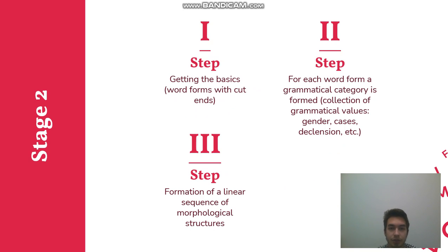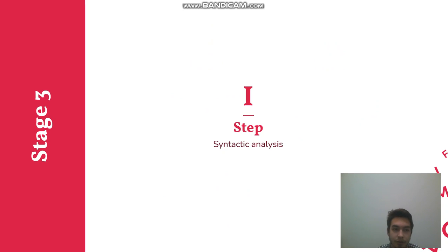The second stage. The first step of the second stage is getting the basic word forms with the cut endings. The second step is, for each form, a grammatical category format, a collection of grammatical values: gender, case, and others. The third step is formation of the linear sequence of the morphological structures. The third stage has only one step, which is syntax analysis.